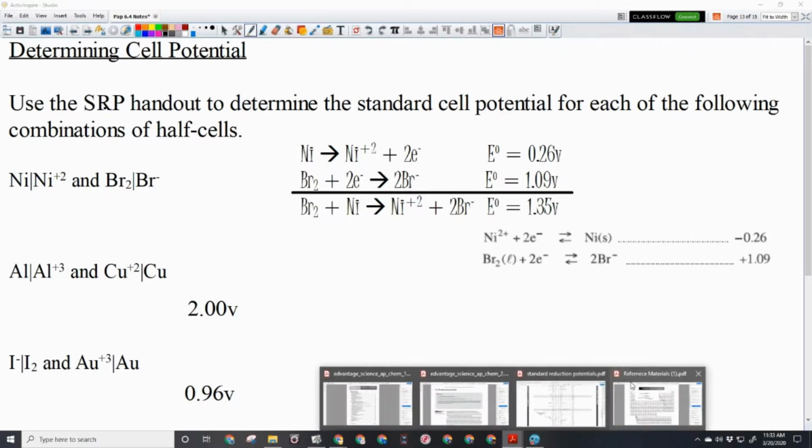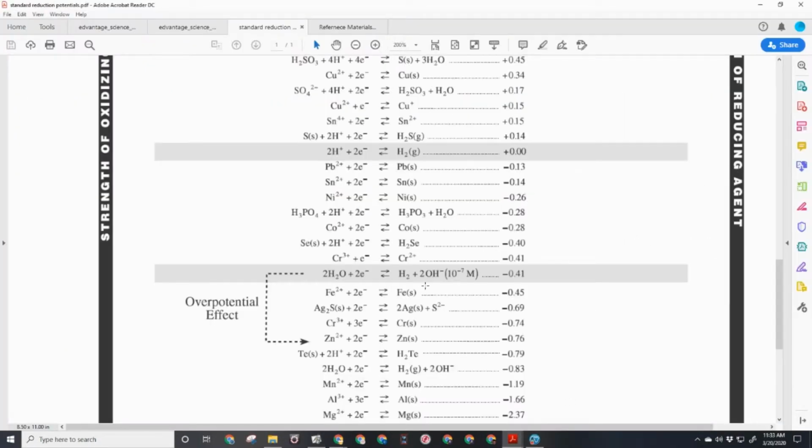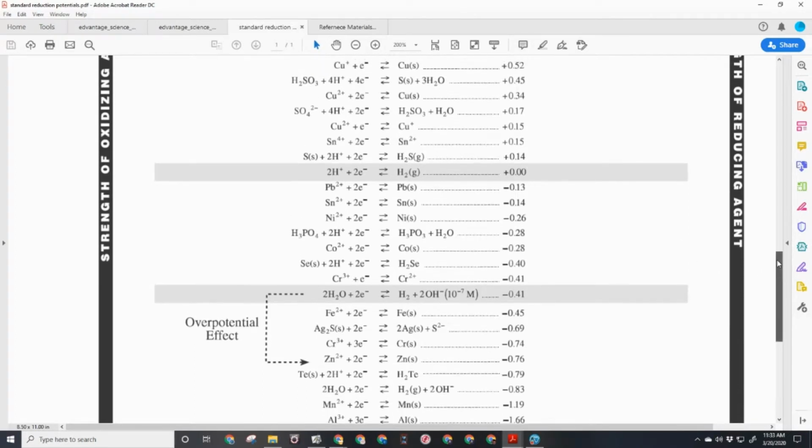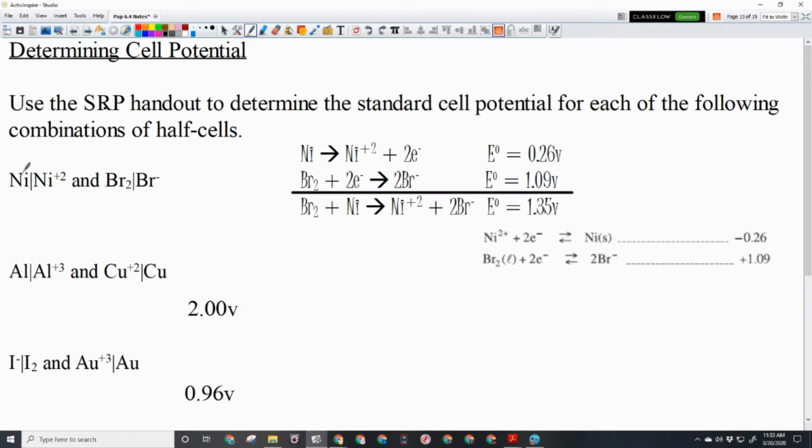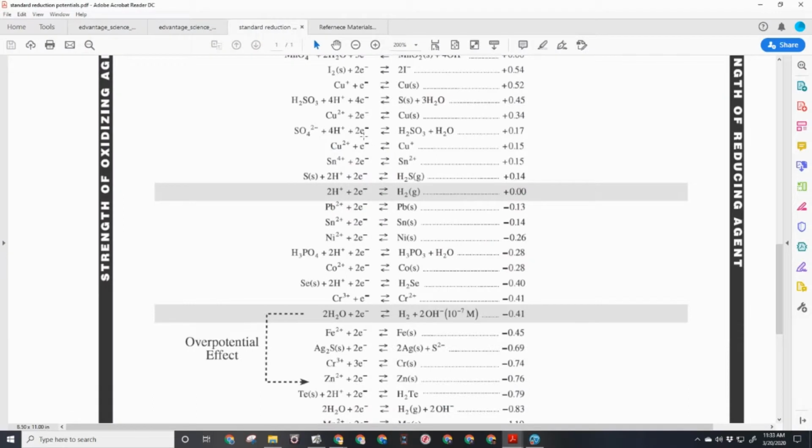So if we look at our SRP and find the nickel right here, nickel +2 to nickel no charge. Now, this says, though, that it's nickel going to nickel +2. So we're going in the opposite direction that this shows here. Well, this one going from left to right, nickel +2 to nickel, is a negative 0.26.